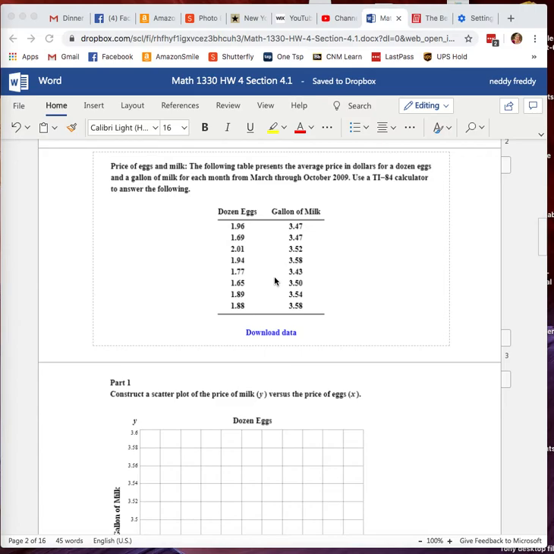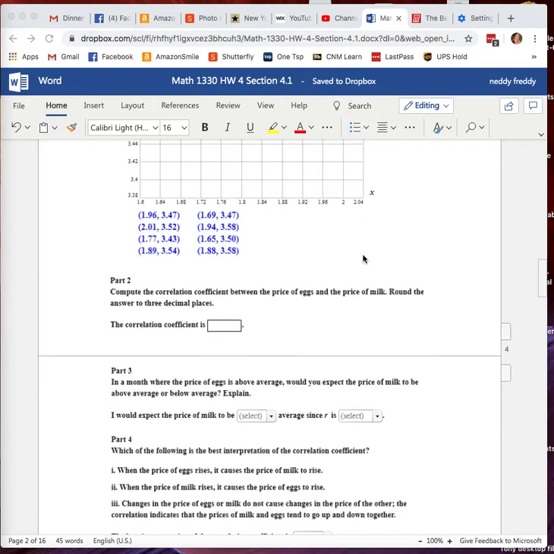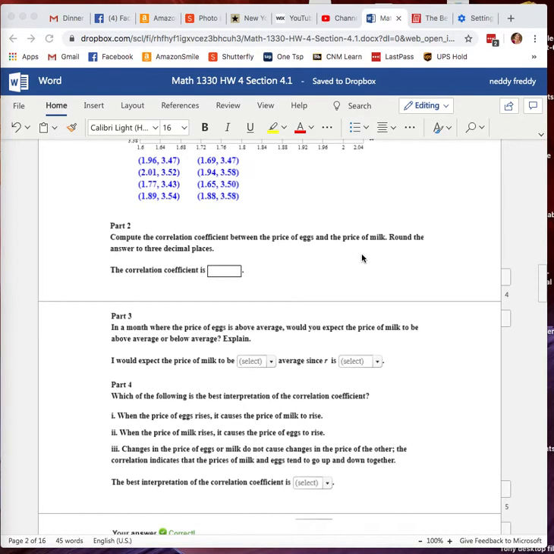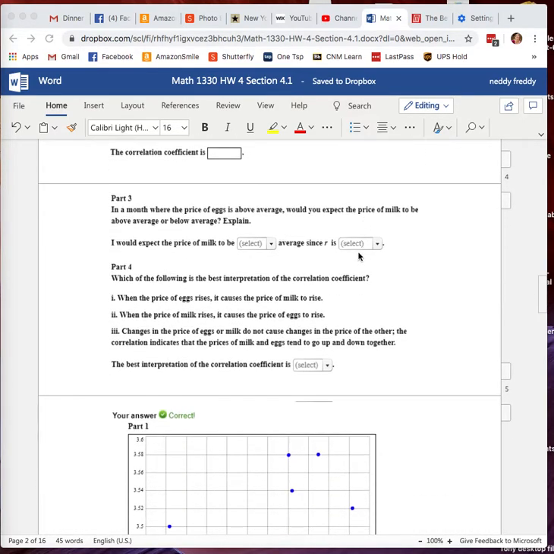This is section 4.1, example 3, part 3. We're continuing with the price of eggs and milk data set. And in part 3, we're asked, in a month where the price of eggs is above average, would you expect the price of milk to be above average or below average?